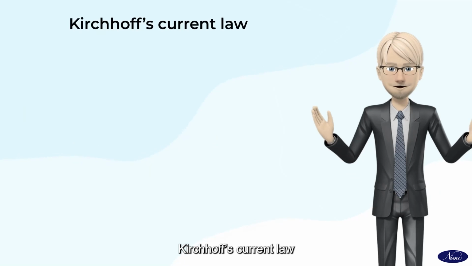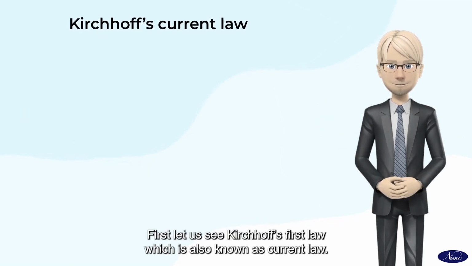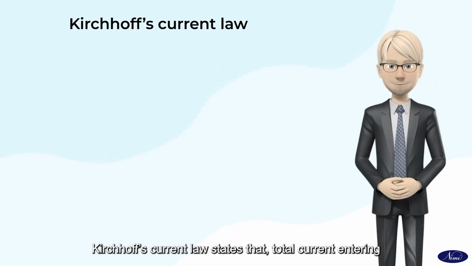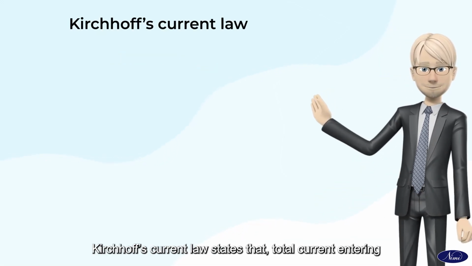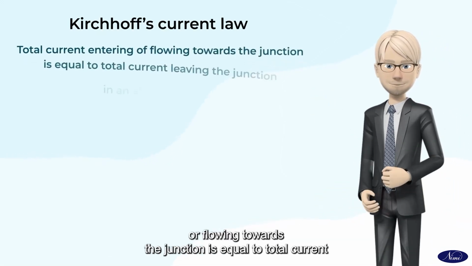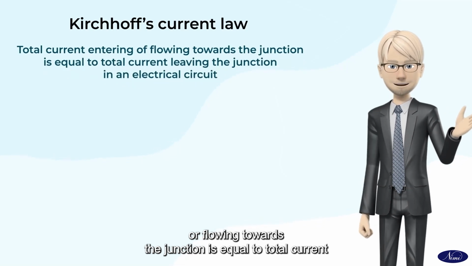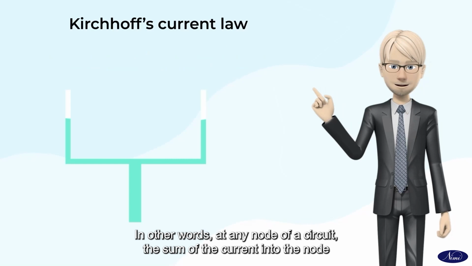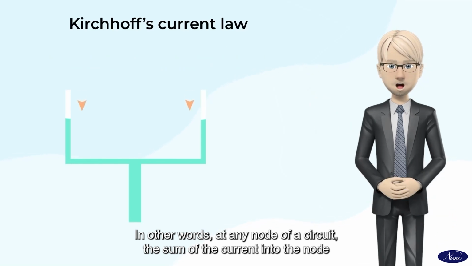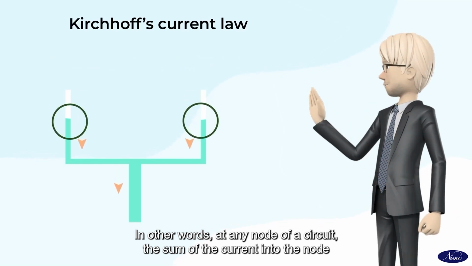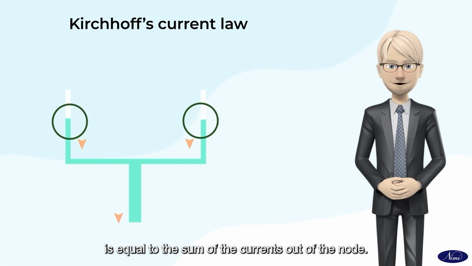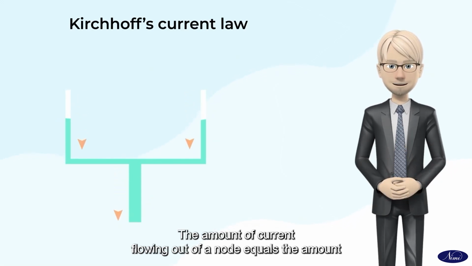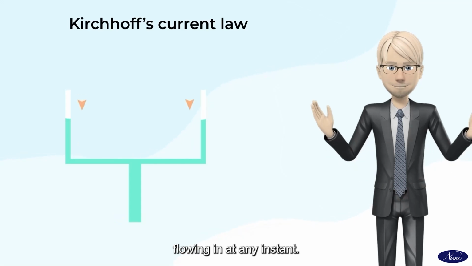Kirchhoff's current law. First, let us see Kirchhoff's first law, which is also known as the current law. Kirchhoff's current law states that the total current entering or flowing towards the junction is equal to the total current leaving the junction in an electrical circuit. In other words, at any node of a circuit, the sum of the currents into the node is equal to the sum of the currents out of the node. The amount of current flowing out of a node equals the amount flowing in at any instant.